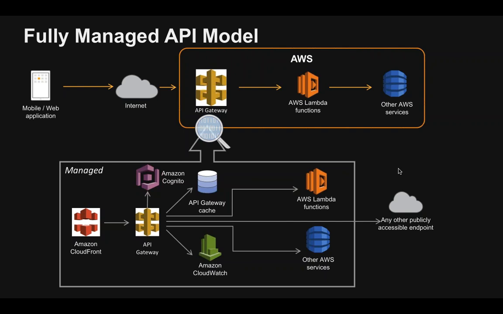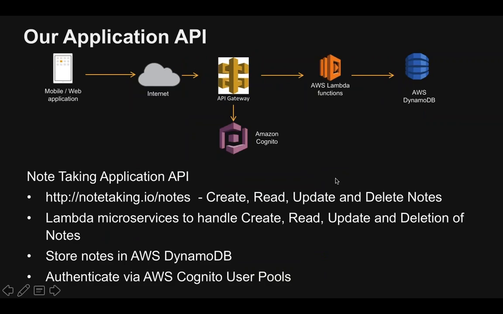Once the backend has processed the request, the API call metrics are logged in Amazon CloudWatch, and the content is returned to the client. So we're going to apply that architecture to a very simple note-taking application in this webinar. And we're going to create an API to support it.